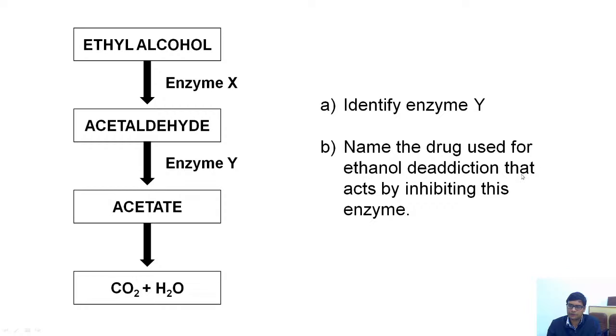Drug used for ethanol de-addiction that acts by inhibiting this enzyme. So here the answer would be disulfiram. Answer will not be fomepizole. Fomepizole is basically your alcohol dehydrogenase inhibitor, which acts at enzyme X site, and it is basically used for methanol poisoning. Fomepizole is used in methanol poisoning, where methanol is converted into formaldehyde. Major toxicity of methanol is because of that formaldehyde metabolite.